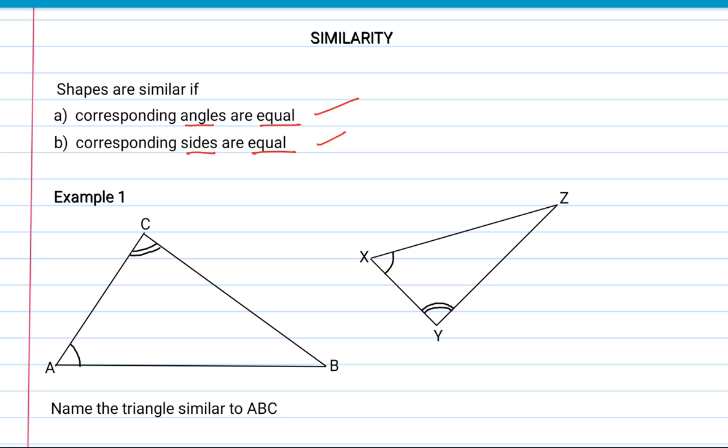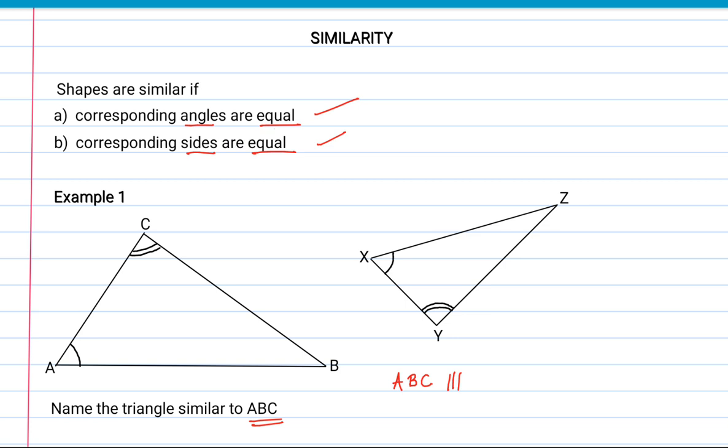So let's look at our first example, which may give us a picture of similarity. Look at this. It says name the triangle which is similar to ABC. So here we want to see that's ABC. ABC will be similar to, and this will be my sign for similar, which is three vertical lines. Then ABC will be similar to, we say that they have corresponding angles that are equal.